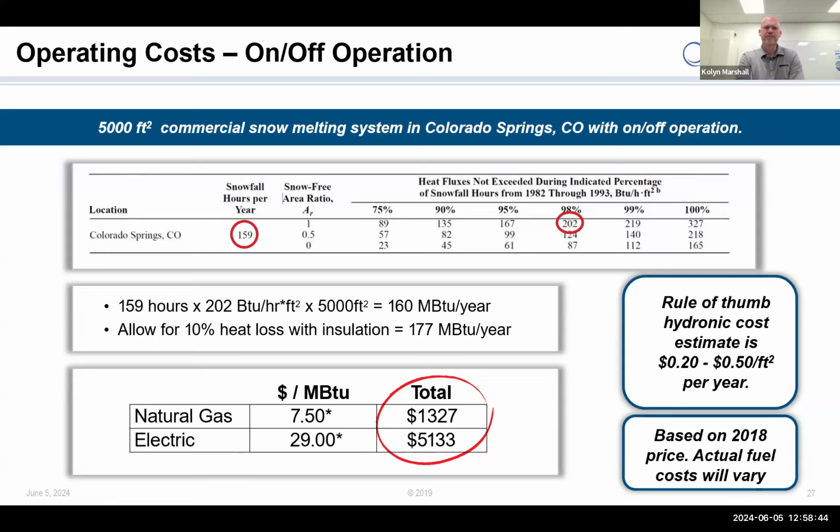Operating costs, those are going to vary depending upon your design factors.